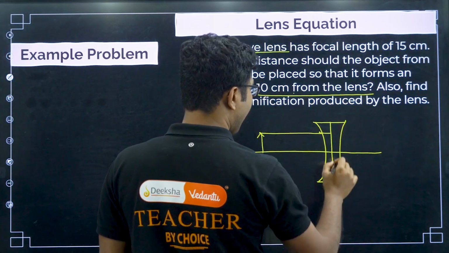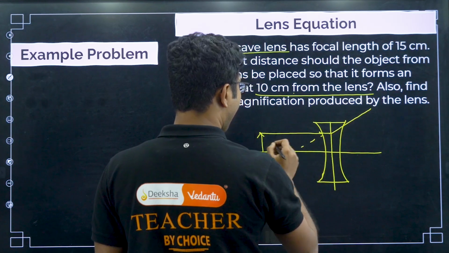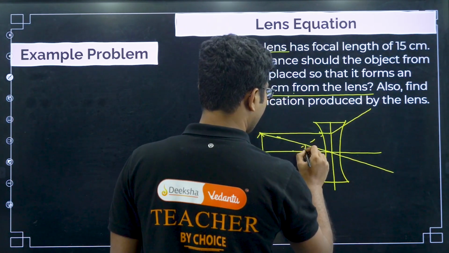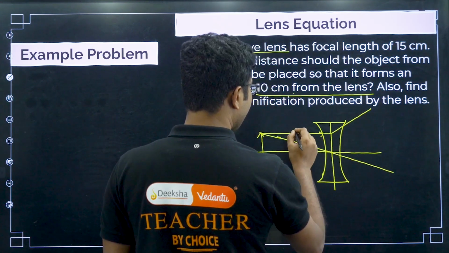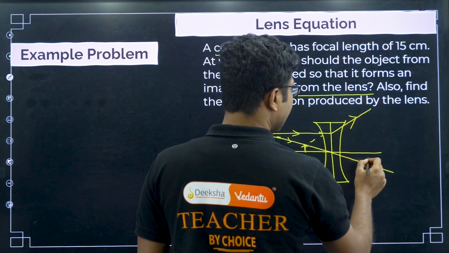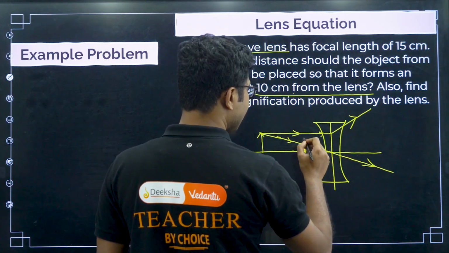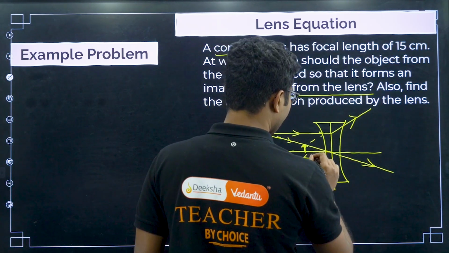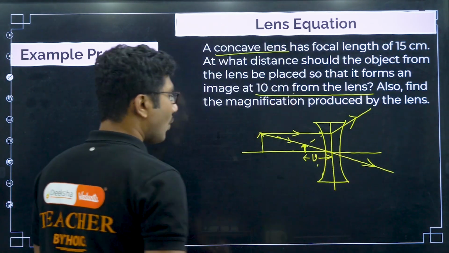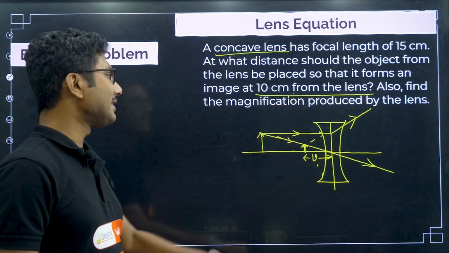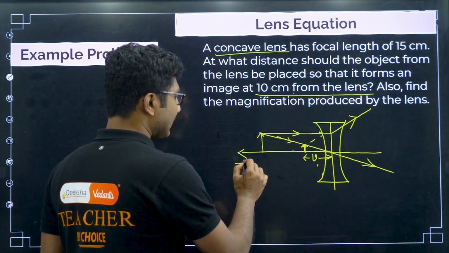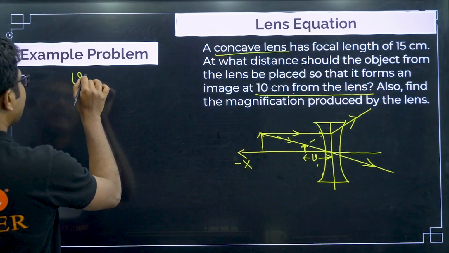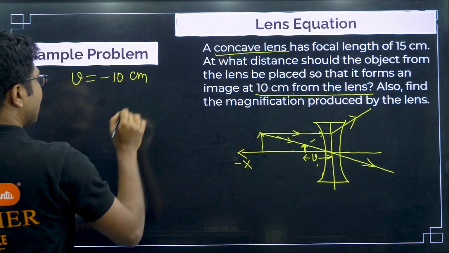So in this case the image will be a virtual one, because rays do not meet. In reality they form a virtual image. This distance V is given, right. So what is the sign of V in this case? As you can see, V is along the negative x axis. So we can say V is negative in this case. So in this given problem V is minus 10 centimeters.